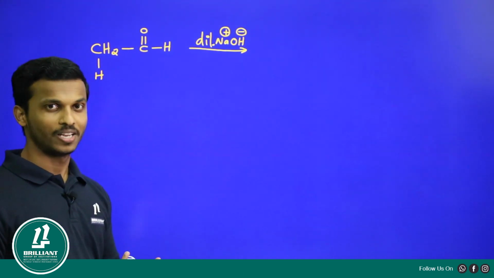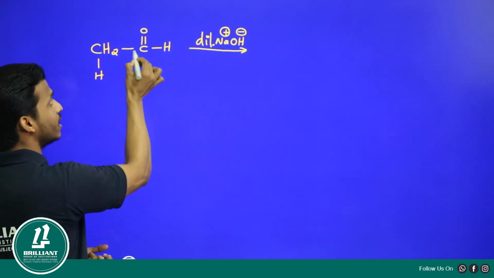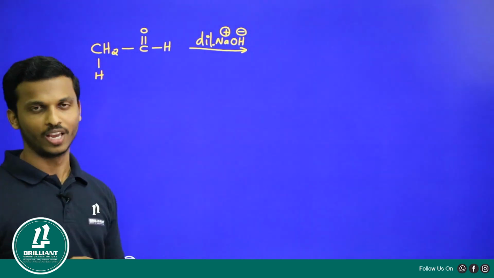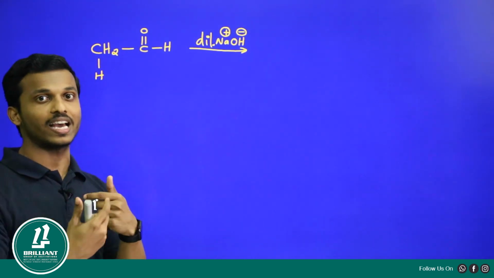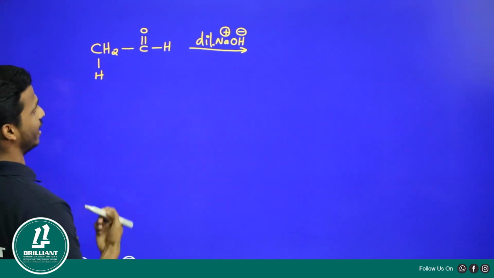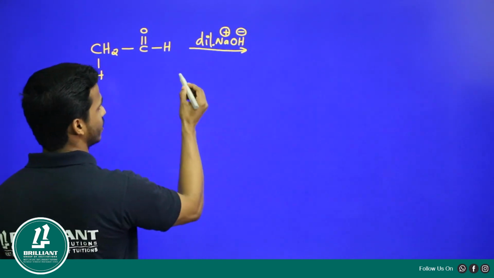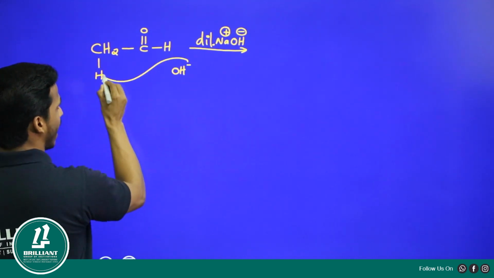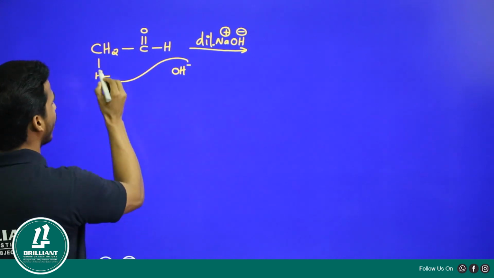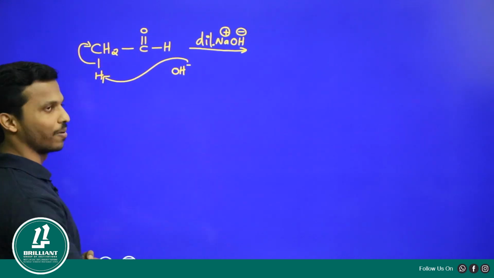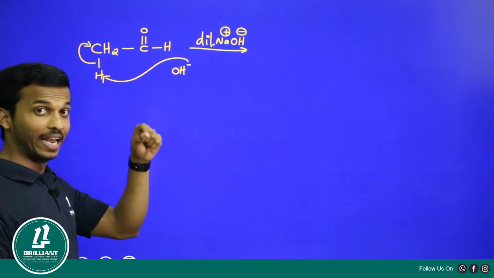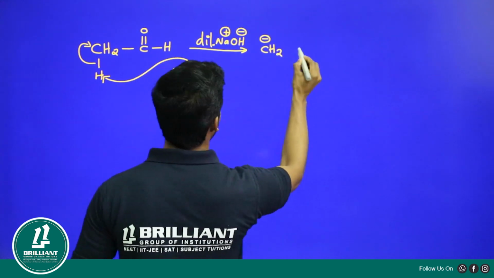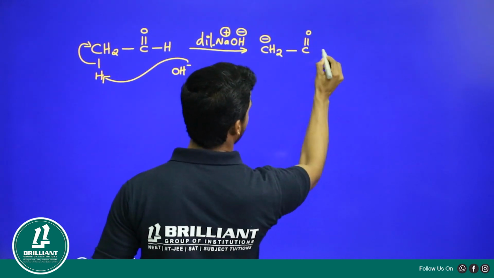Why does this hydrogen become acidic? Because the CHO aldehyde is an electron withdrawing group, and an electron withdrawing group will increase the acidity. So this hydrogen is acidic in nature. This OH minus can abstract this acidic hydrogen, and the bond shifts towards this carbon. So this carbon's charge becomes negative. The reaction gives CH2 minus and here we have CHO. This is the compound we are getting.